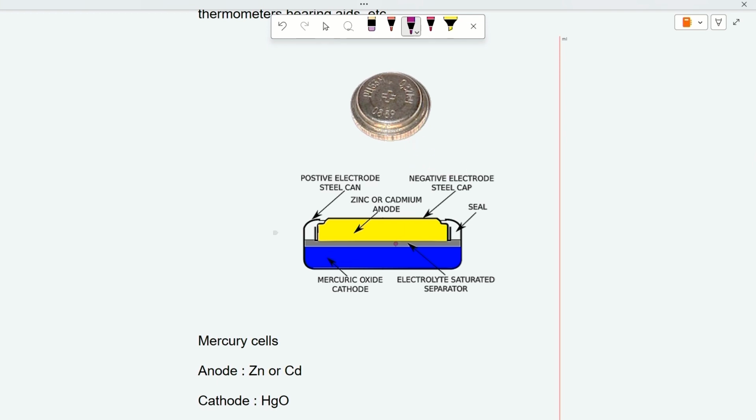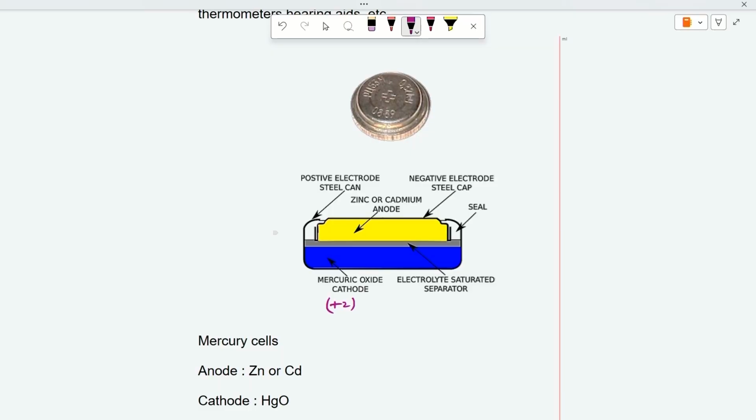Now, we have given the cross section of this. In mercury cells you will have either zinc or cadmium as the anode, and the cathode will be mercuric oxide, that is mercury in the oxidation state of +2. Okay, that is mercuric oxide. Electrolyte is taken as a saturated separator. Here we have a separator which is saturated with the electrolyte.